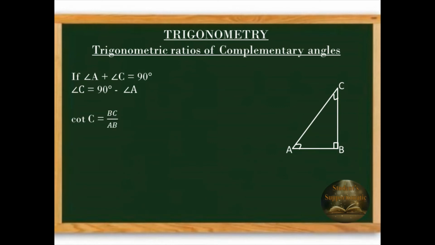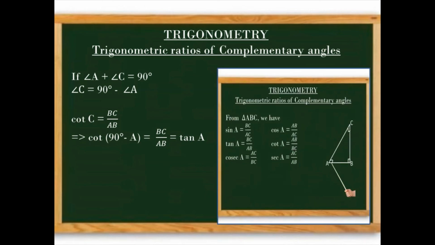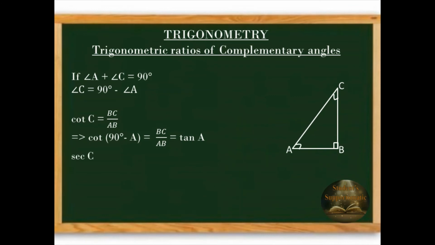So cot C. Cot C is equal to BC by AB. That is adjacent by opposite, where adjacent is BC and opposite is AB. In place of C, we substitute 90° − A. Here, in place of angle C, we are simply using the A and C relationship. Similarly, cot(90° − A) is equal to BC by AB. What is BC by AB? That is tan A. So cot(90° − A) becomes tan A.